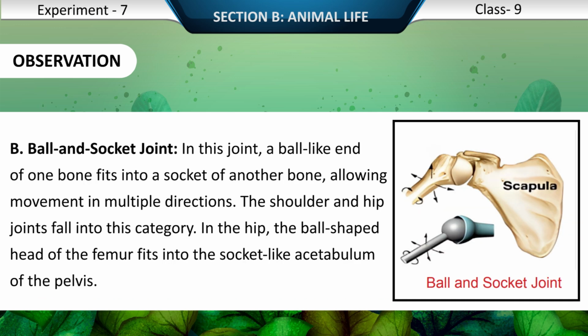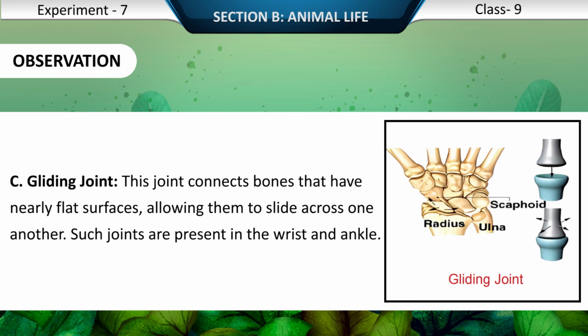In this joint, a ball-like end of one bone fits into a socket of another bone, allowing movement in multiple directions. The shoulder and hip joints fall into this category. In the hip, the ball-shaped head of the femur fits into the socket-like acetabulum of the pelvis. C. Gliding joint. This joint connects bones that have nearly flat surfaces, allowing them to slide across one another. Such joints are present in the wrist and ankle.